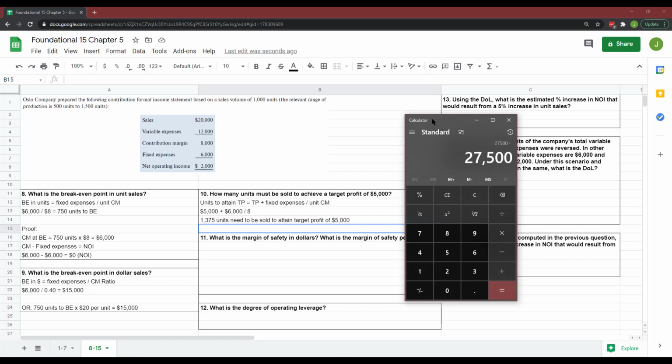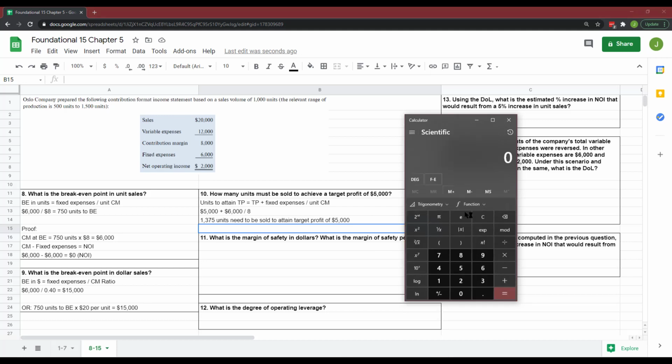So what do we subtract from sales first? We subtract our variable expenses, correct? So we would subtract from that the $12 variable expense per unit times the 1,375. So let me switch this to a scientific calculator so we can more easily do that. That was 1375 times 20 gives us the sales. And we'll subtract from that the variable expenses. So that would be $12 per unit times the 1375. That would leave us with a contribution margin of $11,000 minus our fixed expenses of $6,000 leaves us with a target profit, in this case, of $5,000. So we did that one correctly.